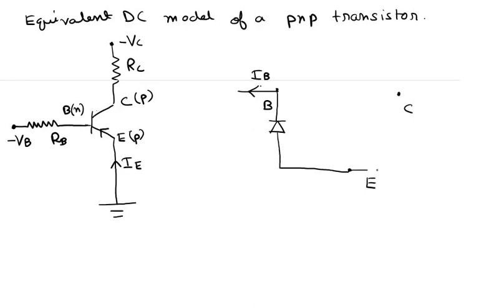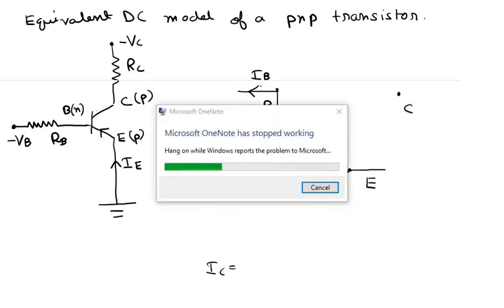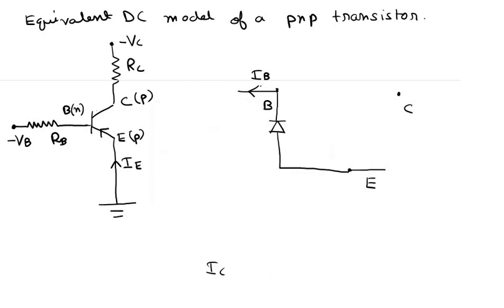Okay, in the common emitter configuration, the base current is the input parameter, and the collector current is dependent on the base current. So this relation IC equals beta times IB, this we have already learned. So this collector to emitter terminal can actually be represented as a dependent current source. Okay, so this is basically a dependent current. We have a dependent current source here.